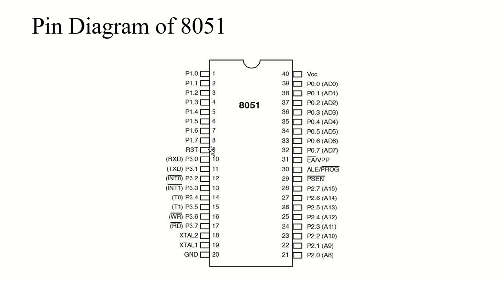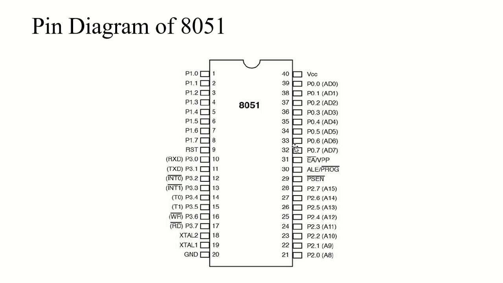First we have port 0. Port 0 occupies a total of 8 pins, and which pins? If you can see from this pin diagram, pin number 39 to pin number 32, or pin number 32 to 39. You can count the way you want, ascending or descending, it doesn't really matter.